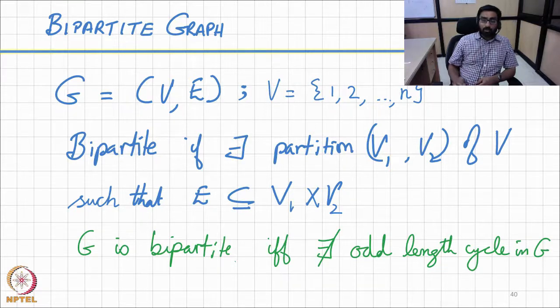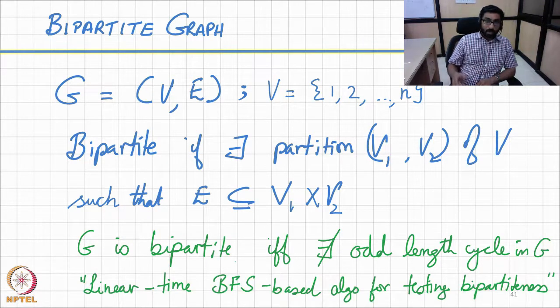And a well-known property of bipartite graphs is that there does not exist any odd-length cycle in the graph G. In fact, these two statements are equivalent. The statement that G is a bipartite graph is equivalent to saying that the graph does not have an odd-length cycle. And exploiting this property, we can arrive at a linear time, shall we say, BFS-based algorithm for testing bipartiteness. Basically, it just tests whether there is any cycle that is of odd length in it.